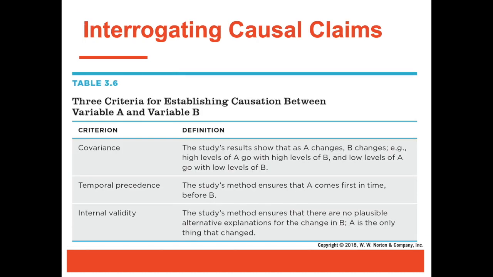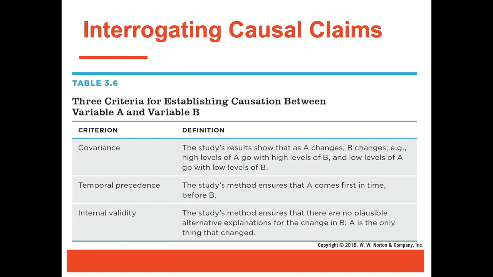So last one, causal claims. The book provides this table, the 3 criteria for establishing causation between variable A and variable B. I think this is a good framework to work from. First one is covariance. So that is just, do they go together? So when A is higher, does B change? Does it go higher or lower? So covariance, it's a weird word, but it just means, do they go together? When one changes, does the other one change? They can change in opposite directions, but do they change together?